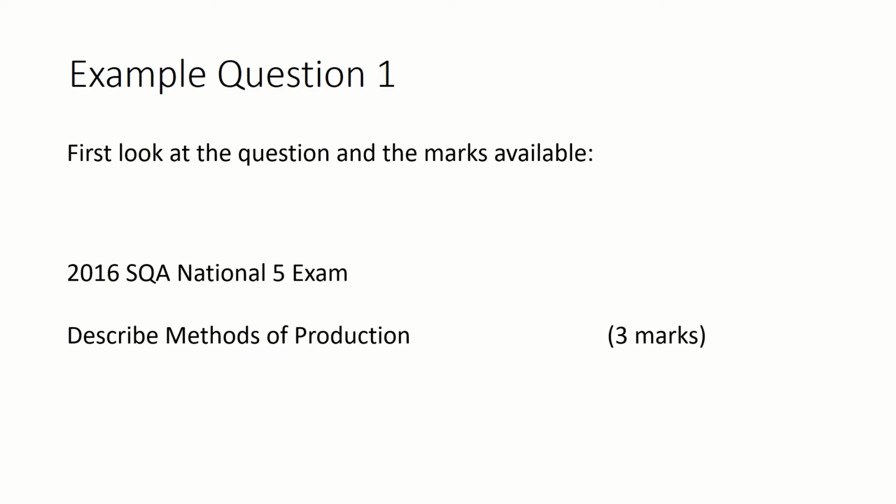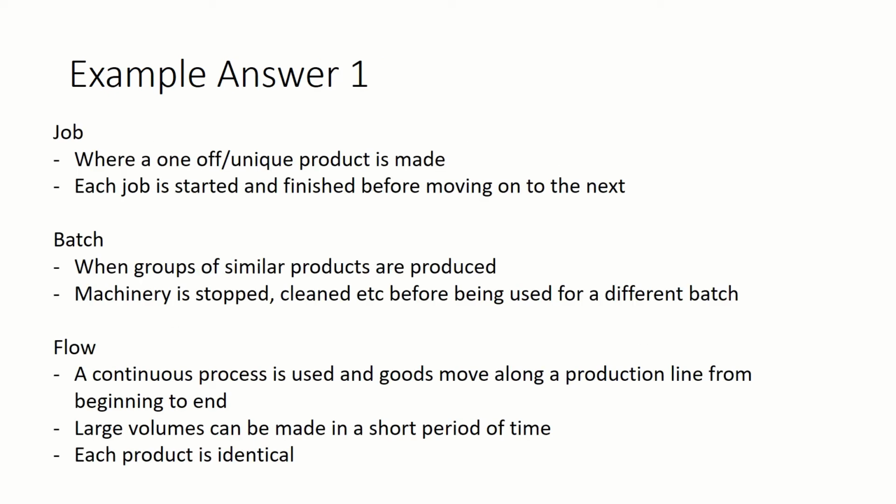2016 paper, describe methods of production, and it's worth 3 marks. Now, this information you can see here is taken directly from the marking instructions from that paper. As you can see, it's got a description for job, we've got a description for batch, and we have a description for flow. Now then, if you only wrote this amount of information, that's enough to get you 1 mark.